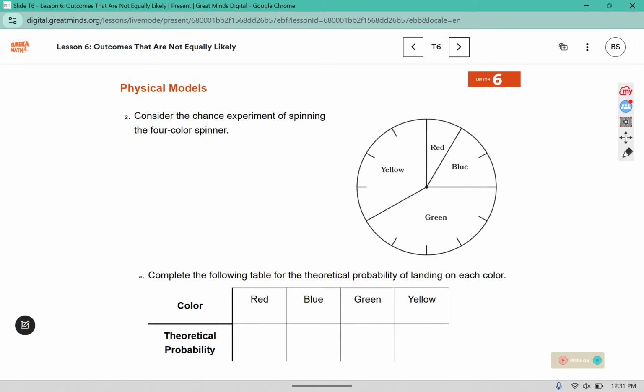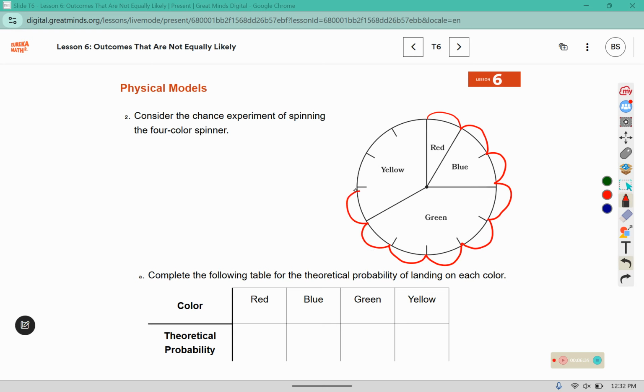Consider the chance experiment of spinning the 4-color spinner. Complete the following table for the theoretical probability of landing on each color. It's broken into sections. And there are 12 pieces in these sections. We got 1, 2, 3, 4, 5, 6, 7, 8, 9, 10, 11, 12.